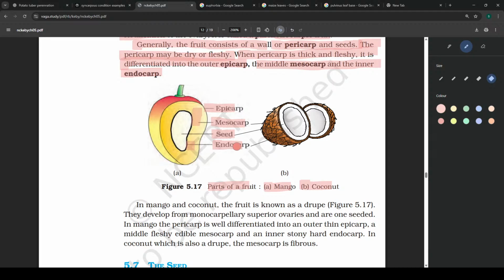And if there is a question, which part of the pericarp is edible in case of a mango? It is the mesocarp. And in case of a coconut as well, there is no epicarp mentioned here. There is a mesocarp and an endocarp. And in case of a coconut, the edible portion is the endocarp.